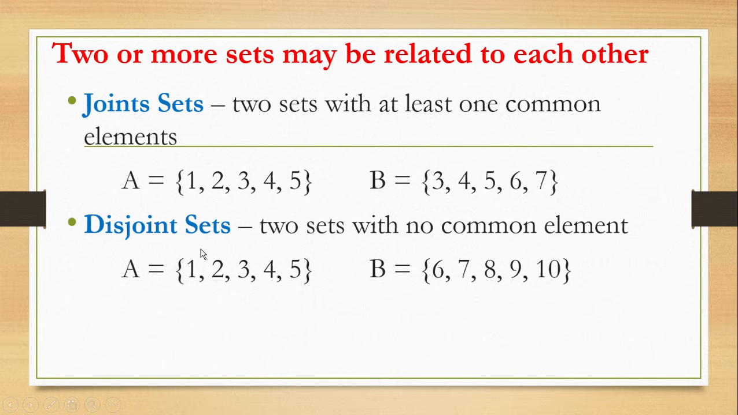Sa disjoint sets naman, two sets with no common elements. 1, 2, 3, 4, 5, 6, 7, 8, 9. O, walang magkamukha. Di ba? Wala tayong nakikita kahit saan. So, yun yung tinatawag na disjoint sets.